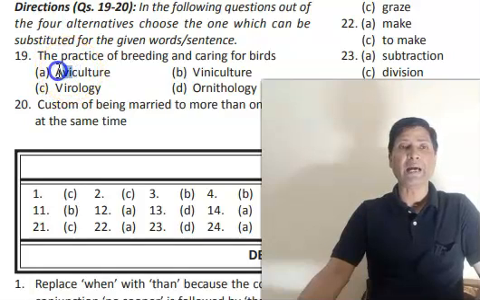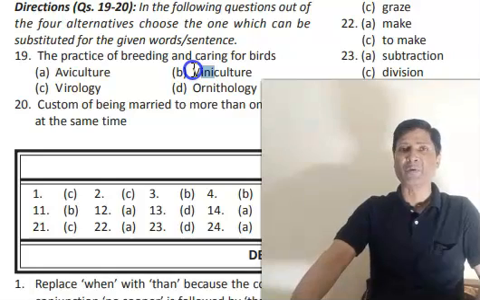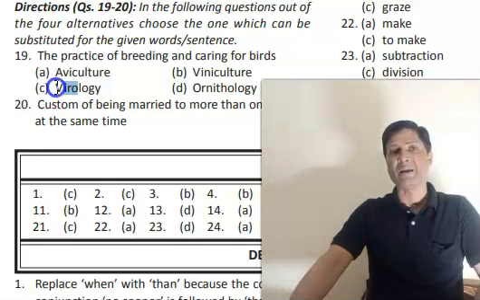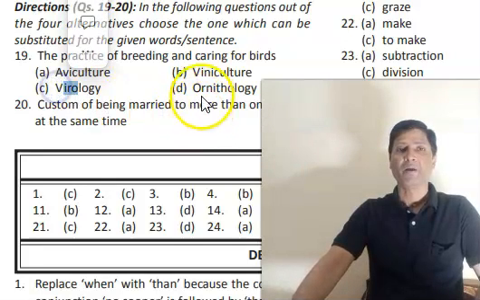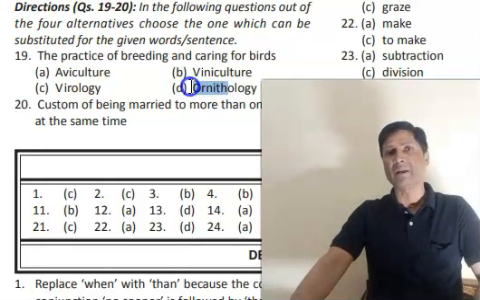Shortcut: avi means bird, culture means breeding, so aviculture. Vine means grape, culture means breeding. That means when grapes are cultured for wine purposes, it is called viticulture. Varo means virus and logy means study, so the study of viruses is called virology. Ornitho means bird and logy means study, so the study of birds is called ornithology.